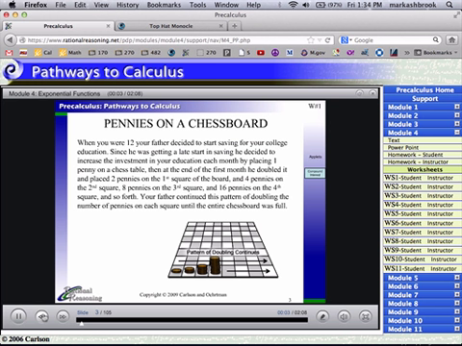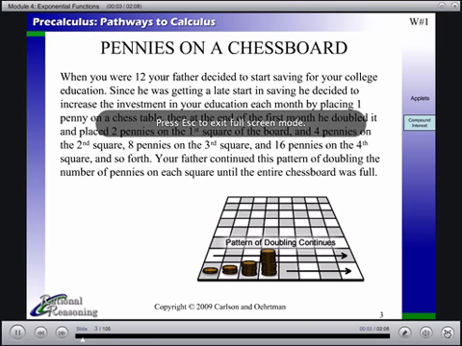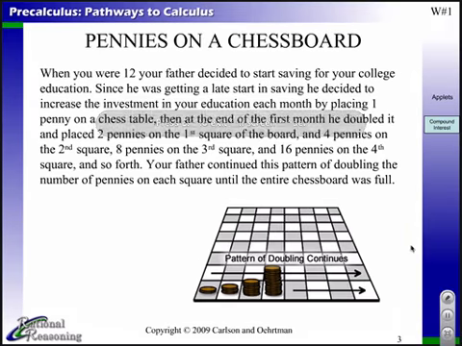Let me give you the setup, and I just want to change things up a little bit before you start. So it says, when you were 12, your father decided to start saving for your college education.